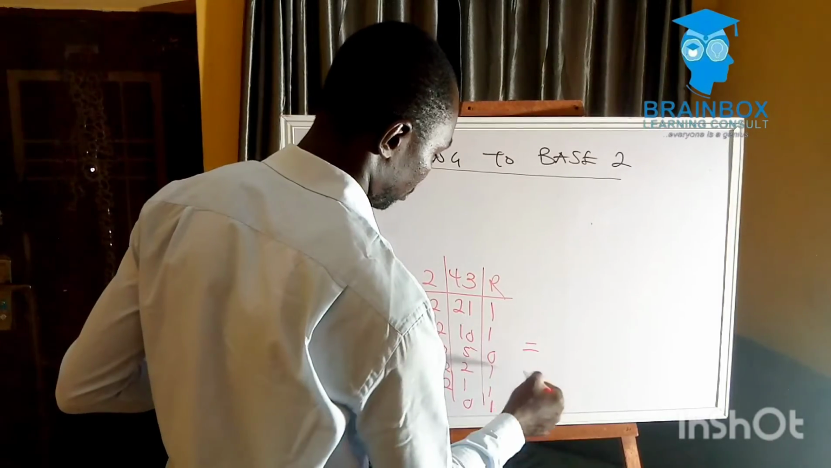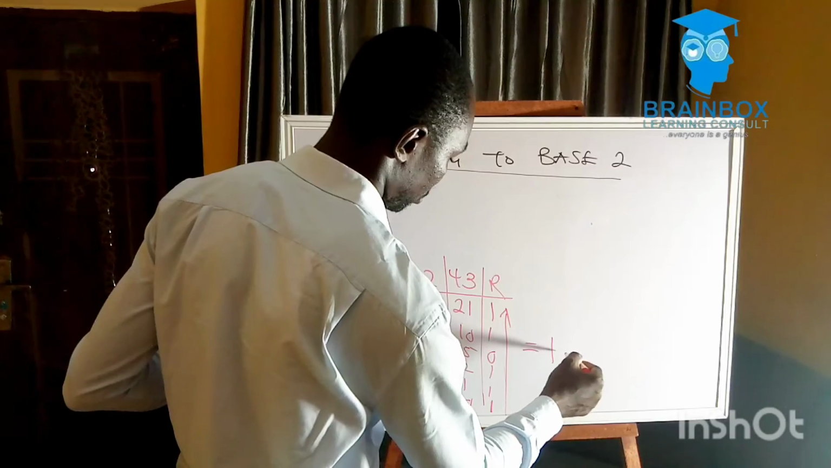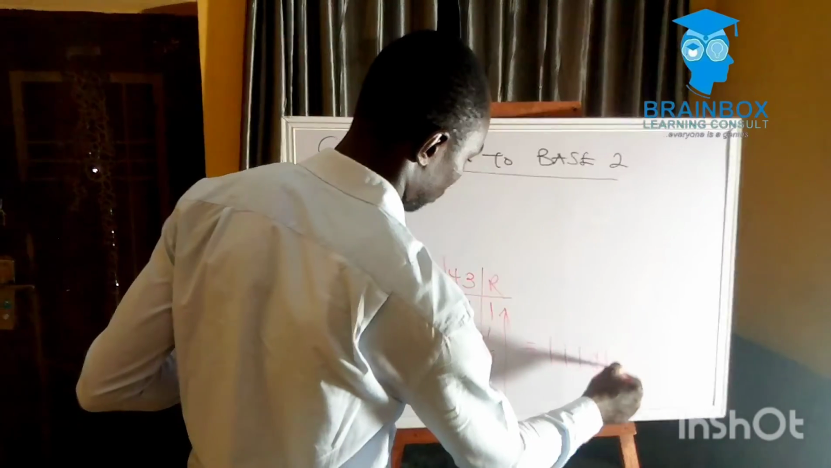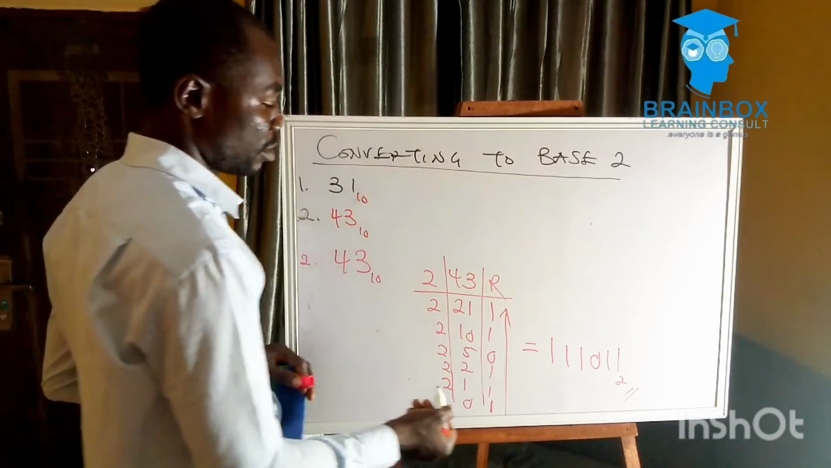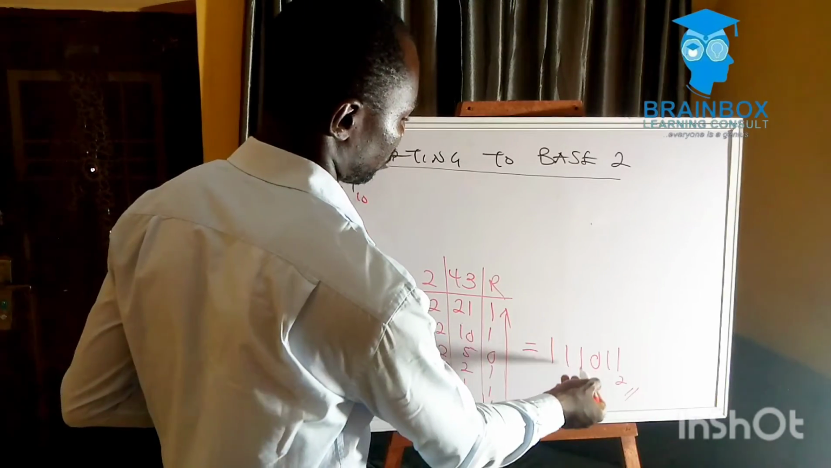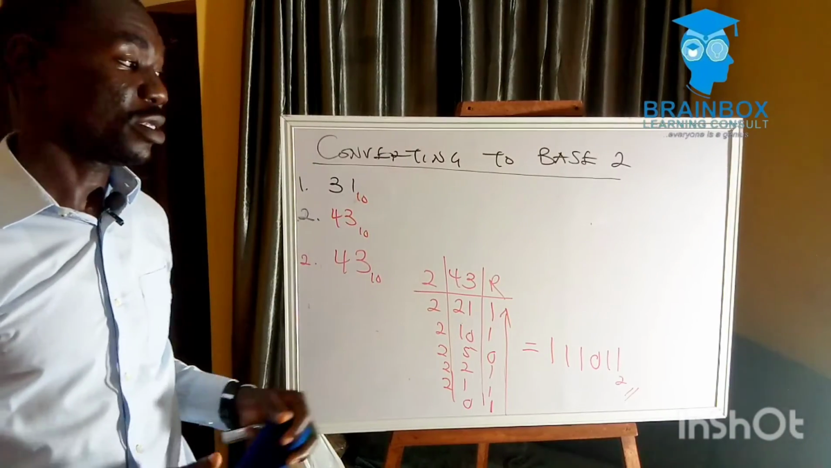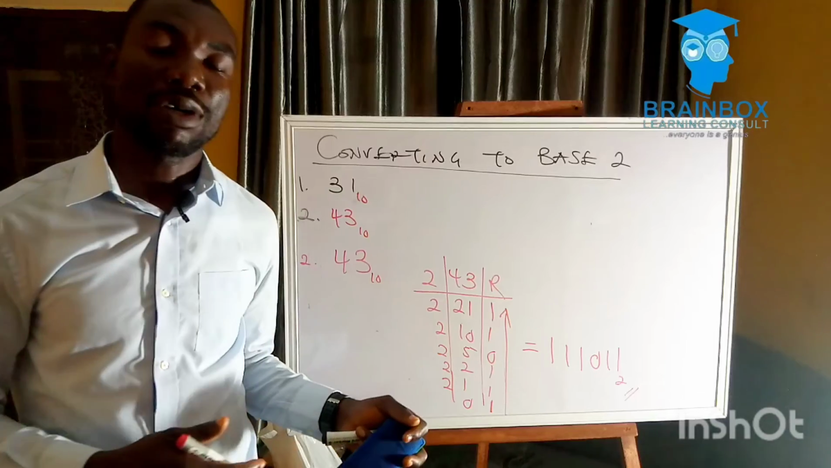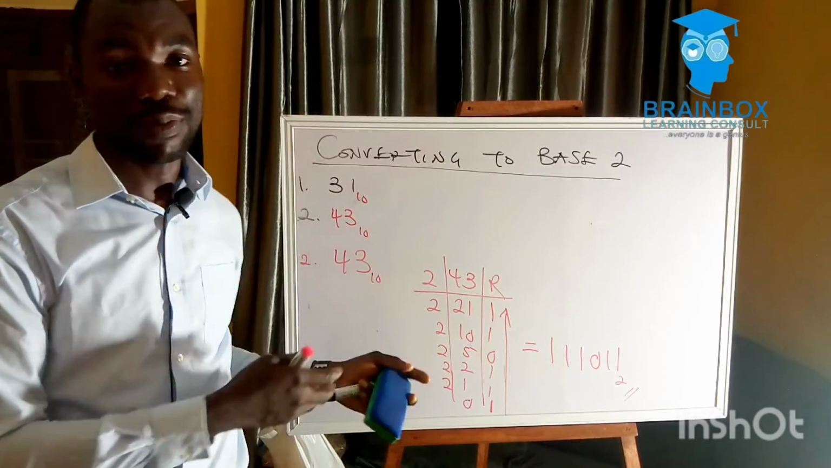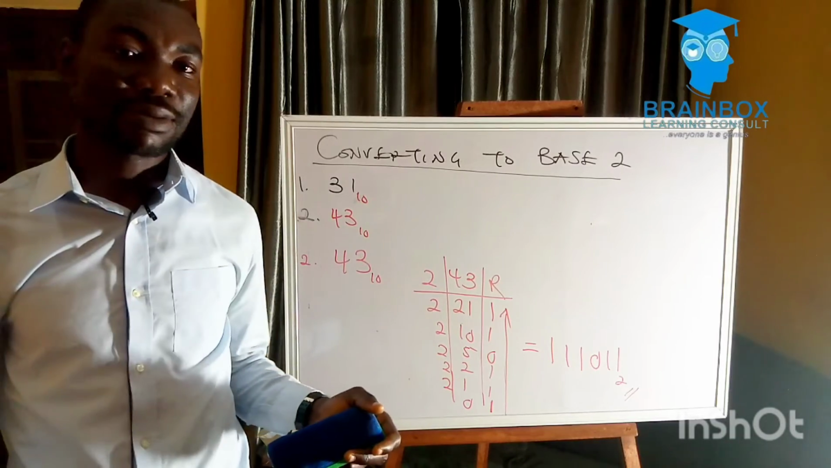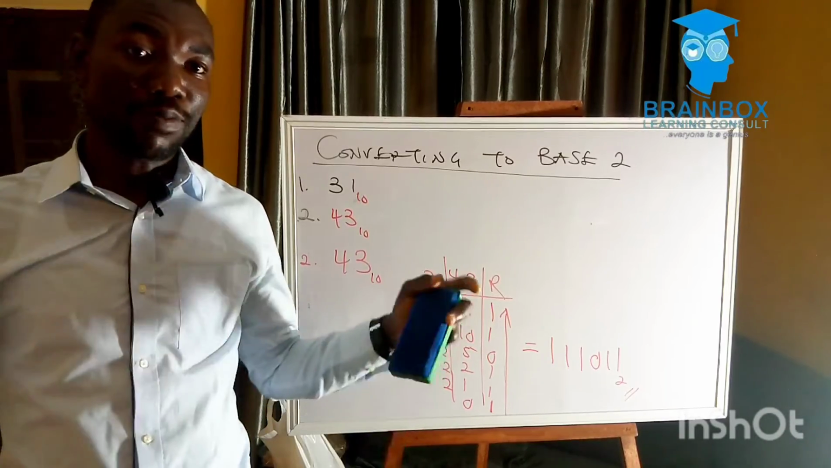We'll be having, like I told you, it's from bottom to top. That will be 1 0 1 0 1 1 base 2. So 43 in base 10 is equivalent to 1 0 1 0 1 1 base 2. I believe this will help you in converting from base 10 to base 2.